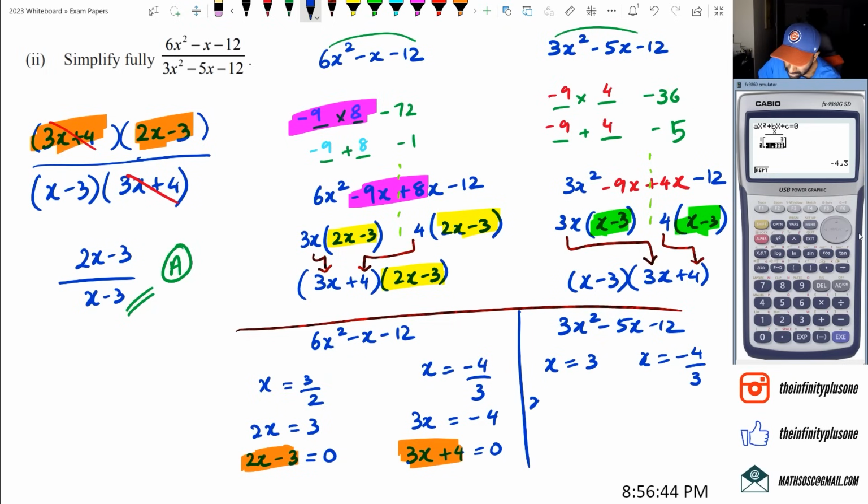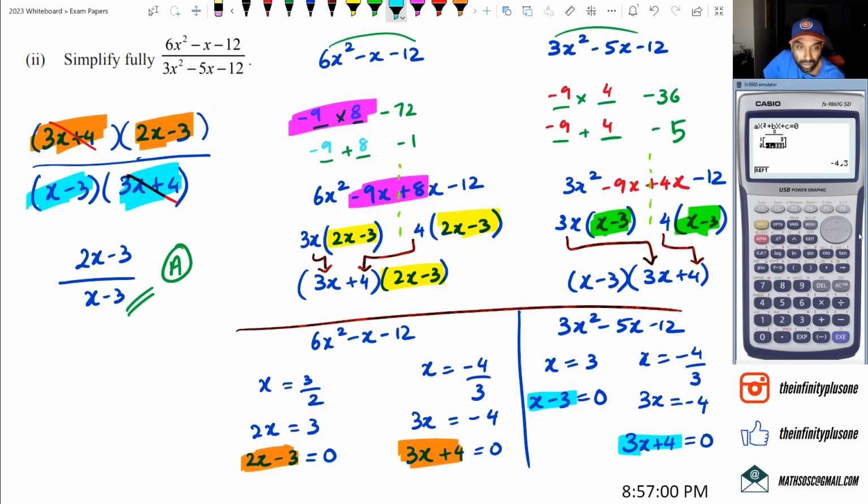Now watch this. Straight away I can put this as x minus 3 equals 0. And the other one is going to be 3x equals -4, and 3x plus 4 is equal to 0. And once again, you can see that these two factors here are what we found in the previous case. So there's nothing wrong with doing the graphics calculator method. It's just a bit of a shortcut, but on the odd occasion, it will not work out.